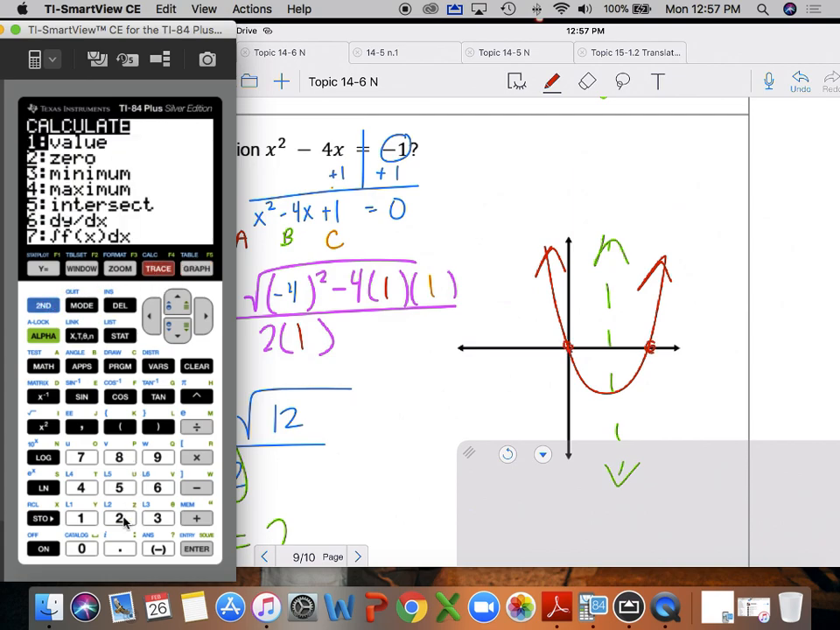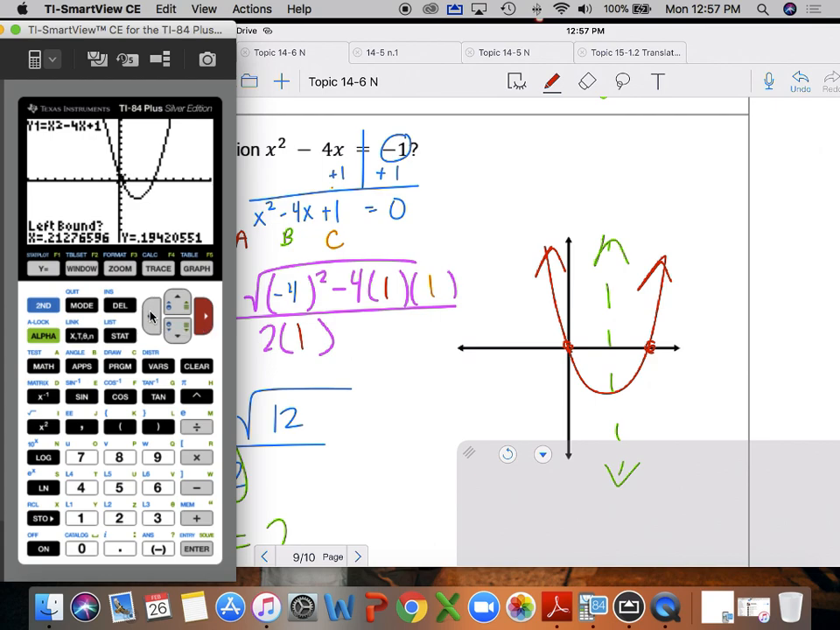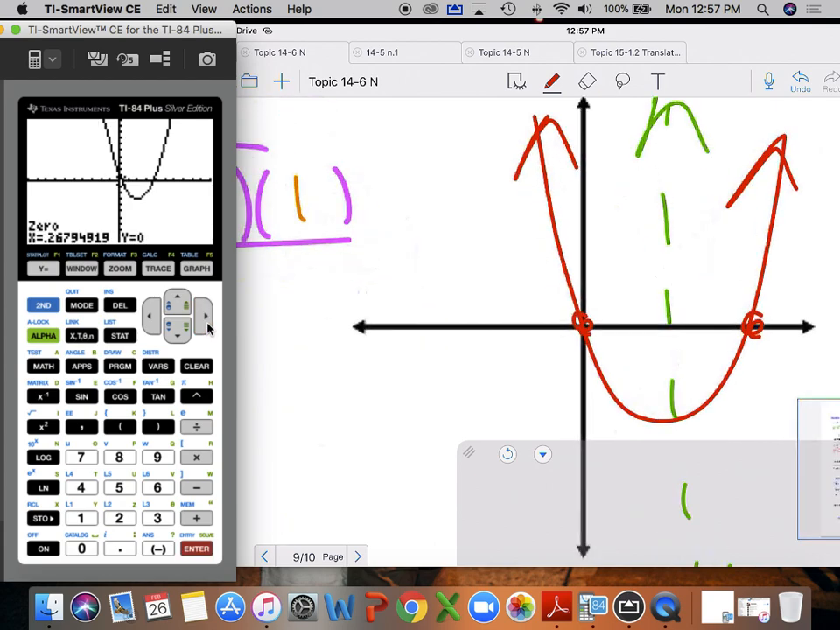So second trace 2, go to what you want, slide to the left, enter, go back to what you want, slide to the right, enter, enter. So 0.268.